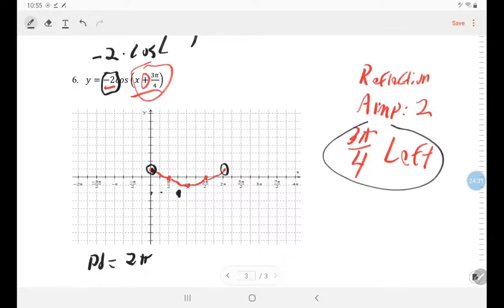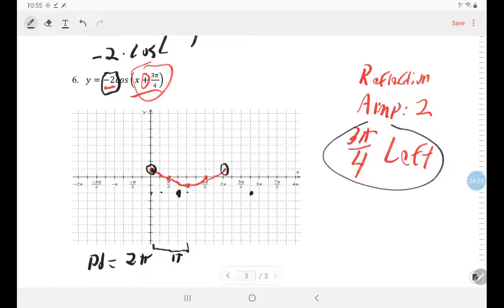How many of these little grids does it take to do 2 pi? Well, if it takes 4 little grids to go pi, it'll take 8 little grids to do 2 pi. So if I begin here, I end 8 little grids or 2 pi later. So 1, 2, 3, 4, 5, 6, 7, 8. Those 2 points are taken care of.